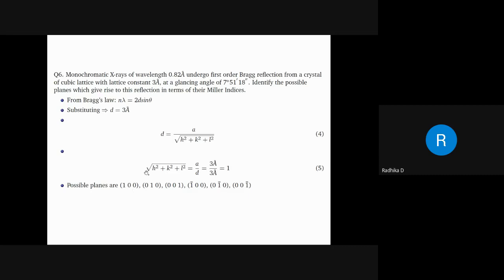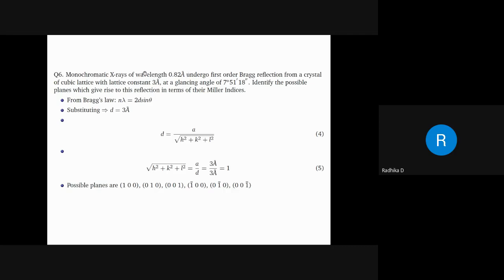1 0 0, 0 1 0, 0 0 1, bar 1 0 0. We don't write negative 1, we put a bar. See, in this one I have written properly bar 1. So bar 1 0 0, 0 bar 1 0, 0 0 bar 1. Okay, so I hope that's clear. I'll just summarize it quickly. I think we are almost done.